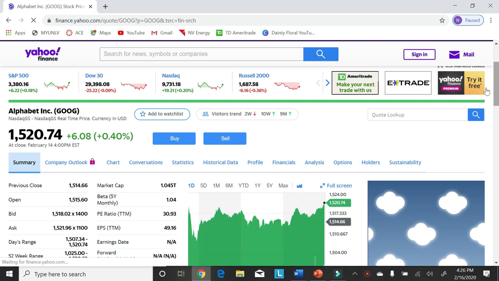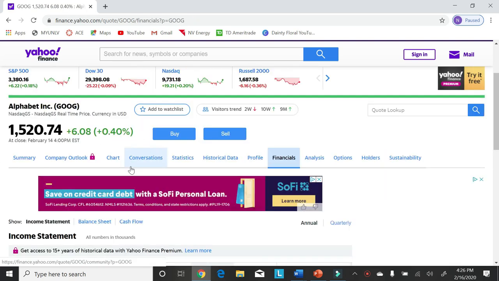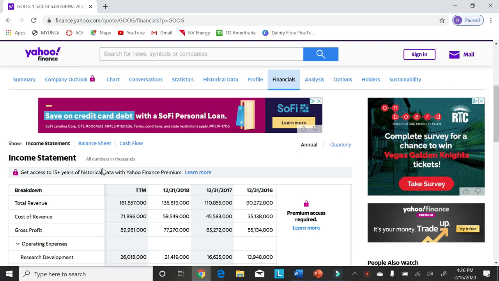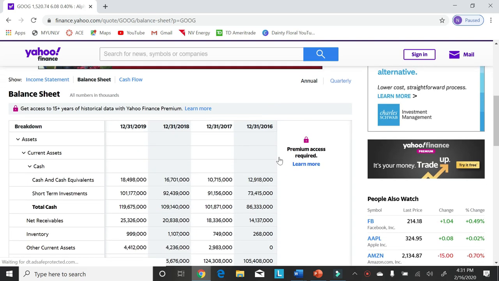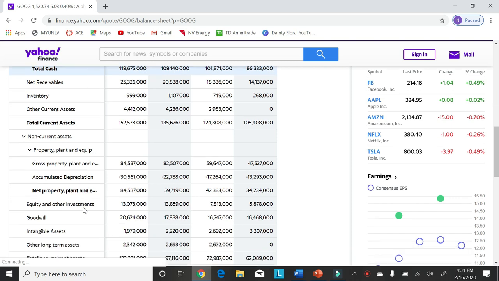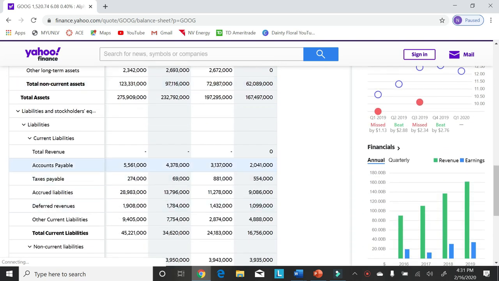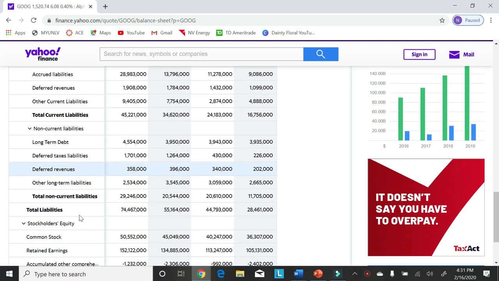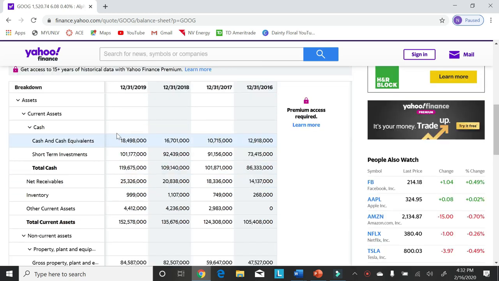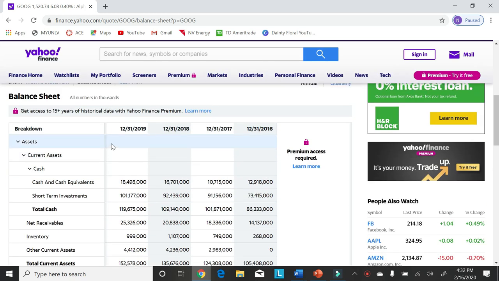And then you have all of these tabs, and then you click on the financial tab, and then you have three different choices: income statement, balance sheet, and cash flow. Right now we're going to be looking at the balance sheet. You can see that they have 4 years here: 16, 17, 18, and 19. And then you can also see that they have a breakdown of assets. If you scroll down a little more, you can see that they have liabilities, and then even more, you'll see that they have equity.